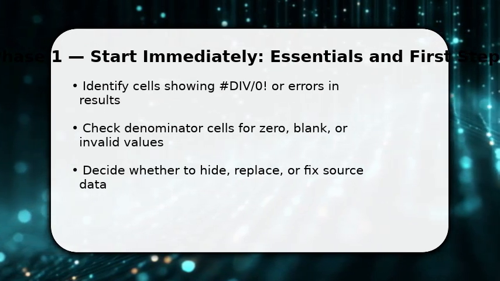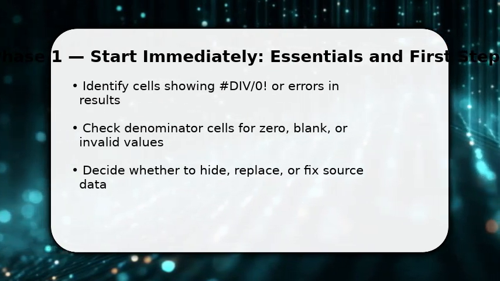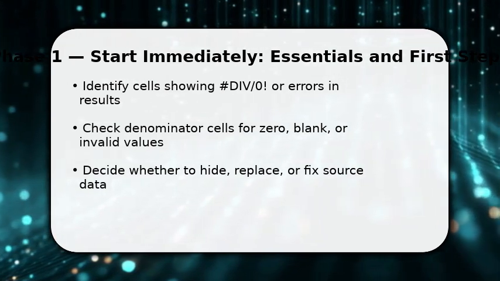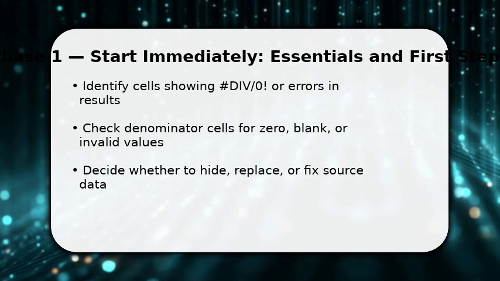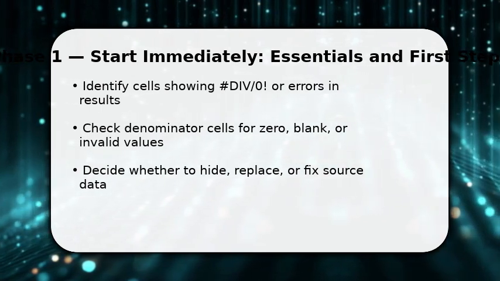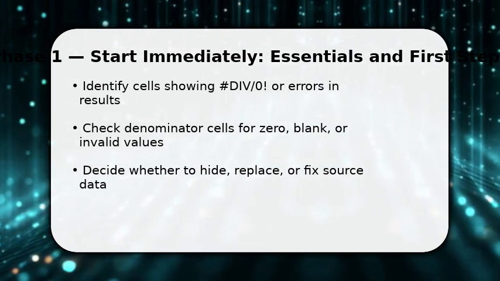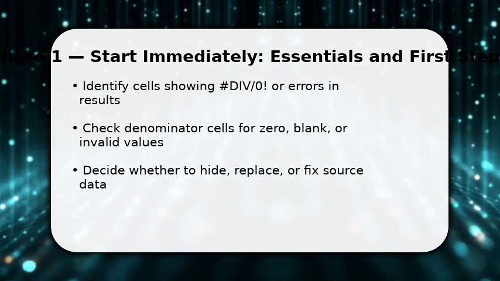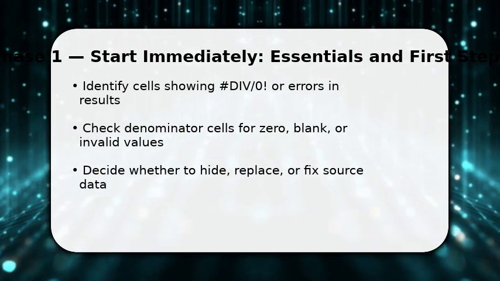Now apply the first quick fix. Wrap the formula with IF or IFERROR. For example, change =A2/B2 to =IF(B2=0,"",A2/B2), or to =IFERROR(A2/B2,""), depending on whether you want an empty cell or fallback text. Do this now across visible problem cells.